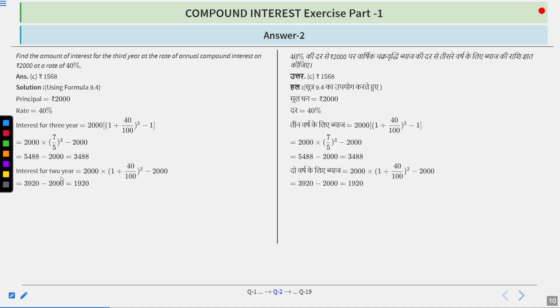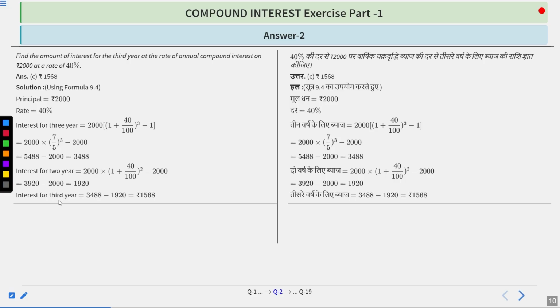So interest for 2 years is 2,000 into 1 plus 40 upon 100 raised to power 2, because this time we are taking 2 years. So we have put power 2 according to formula 9.4 minus principal, that is 2,000. That becomes 3,920 minus 2,000, that is 1,920.